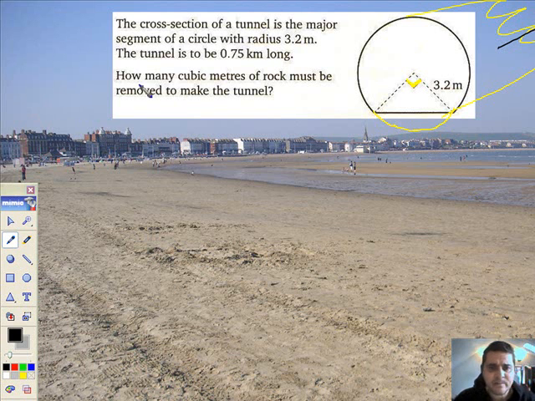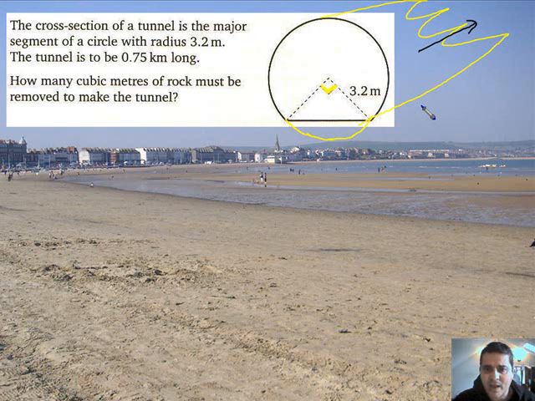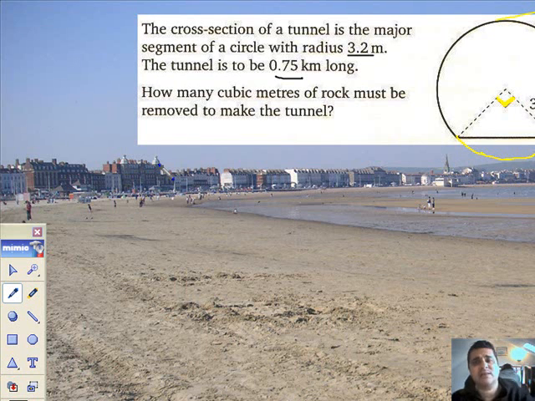And the question is, how many cubic meters of rock must be removed to make the tunnel? Once I work out the area of this part here, what they've called the major segment, I can then multiply by the length of 750 meters. So it goes back a distance of 750 meters. I've converted that into meters because the radius is in meters, and if you end up with mixed units, we end up with a completely wrong answer.